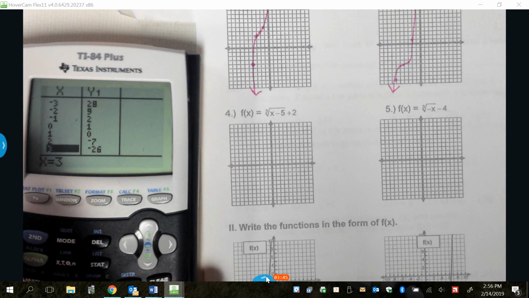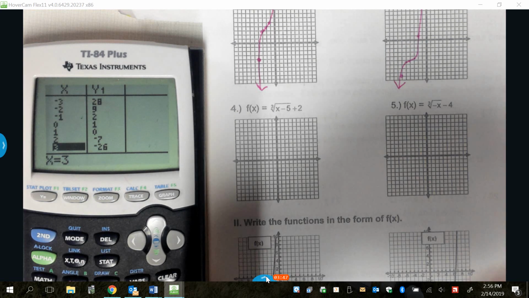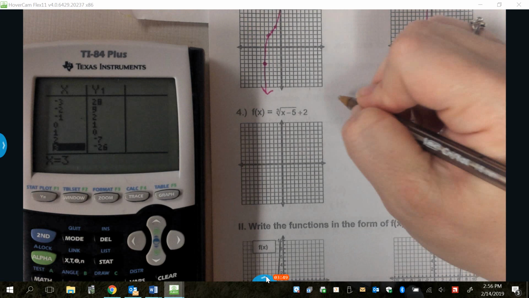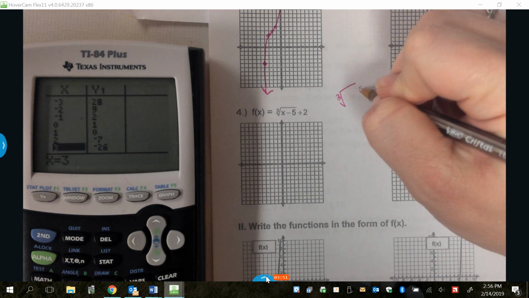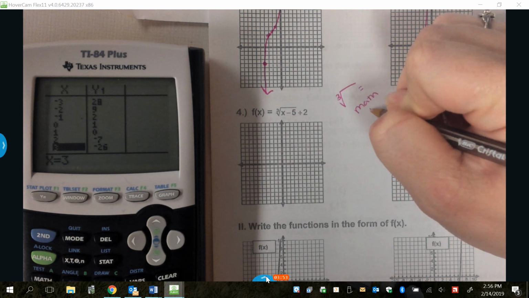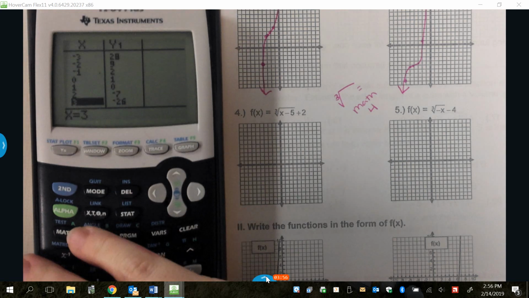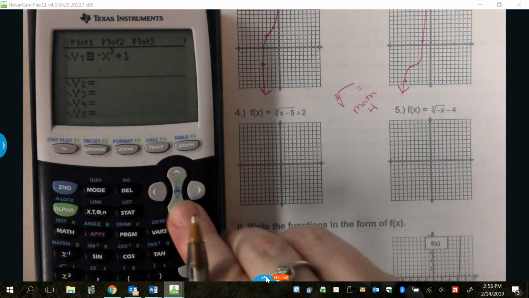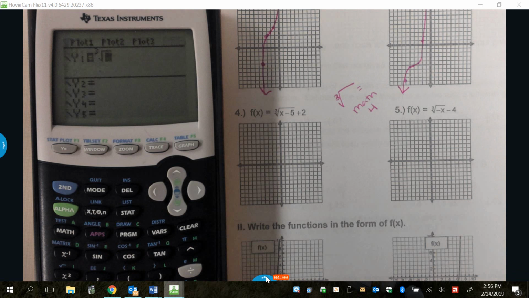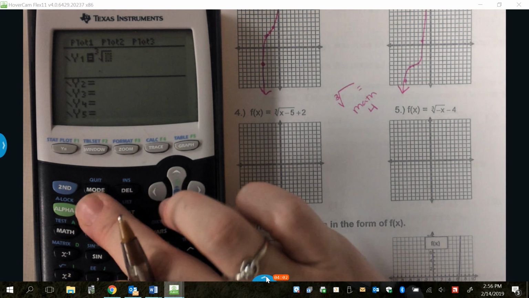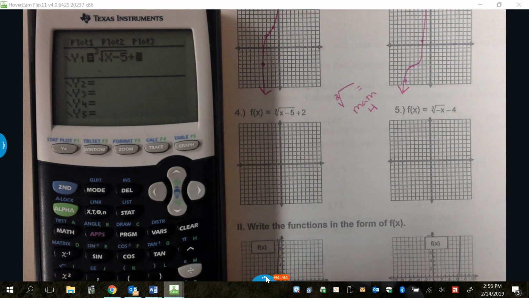Okay, let's look at 4 through 6, which are cube root. So remember to type cube root. To get this, you type math 4 in your calculator. So everybody look. Math, and then I type the number 4. There it is. X minus 5 plus 2.